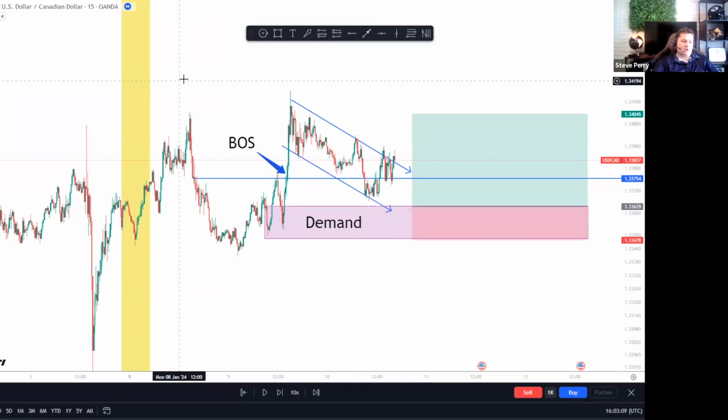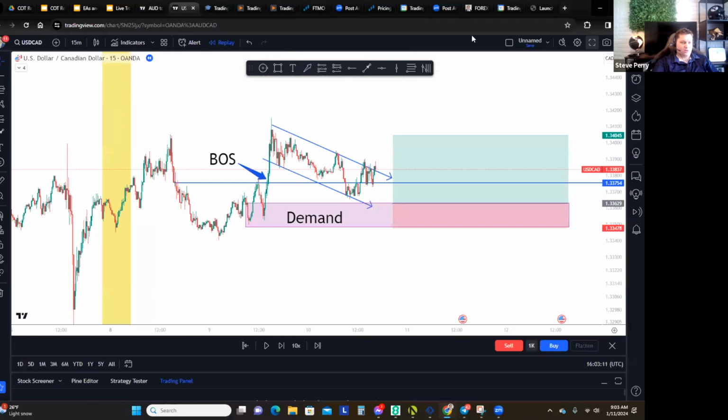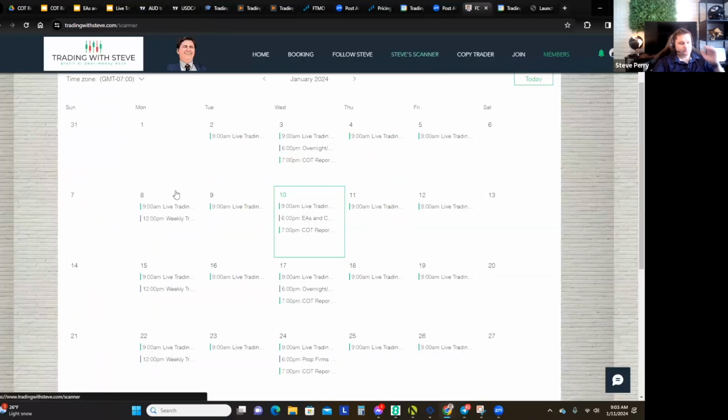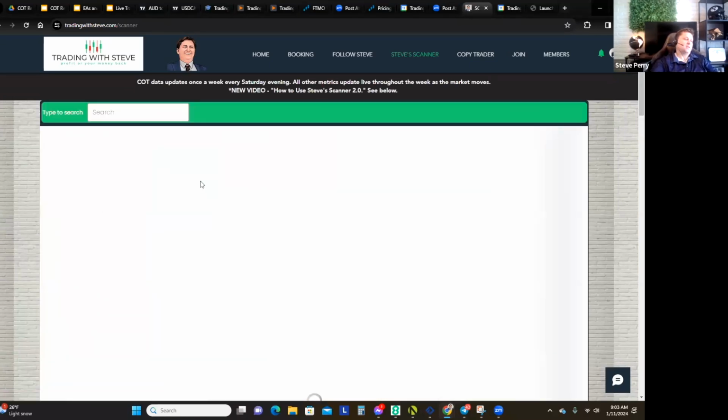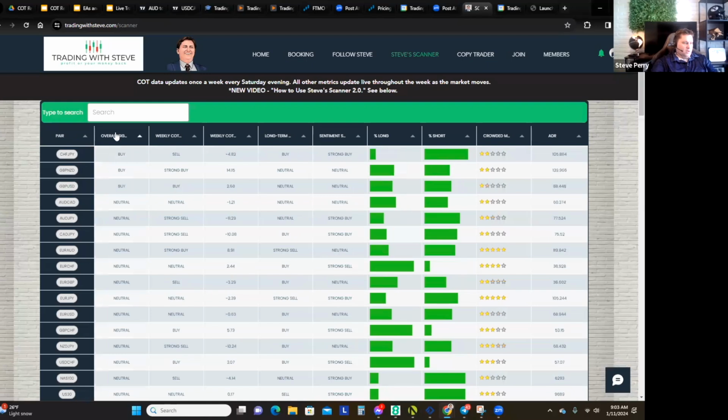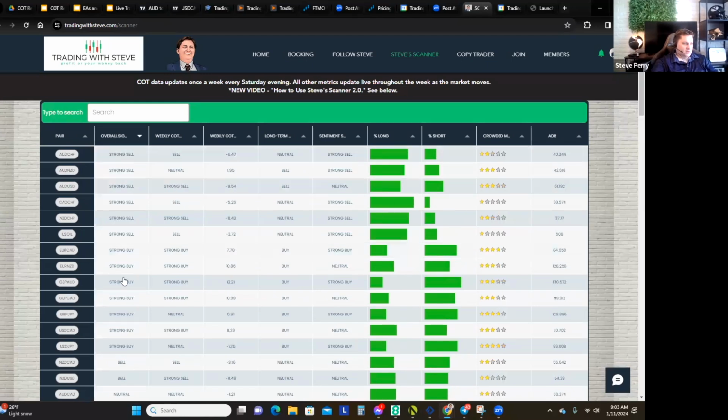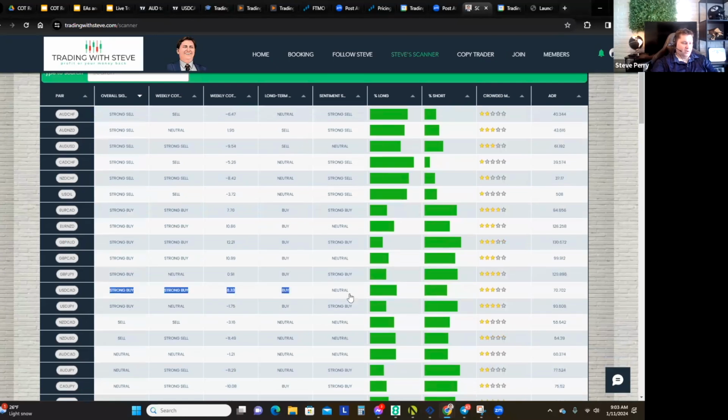Obviously, we use the scanner to confirm this, right? So when you go to the scanner here, let's take a look. We have a strong buy signal on the USD CAD, at least last I checked. Let's see if that's still true. Yep, right here. So here's the USD CAD strong buy.